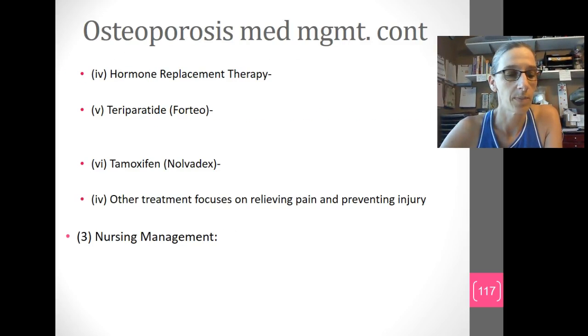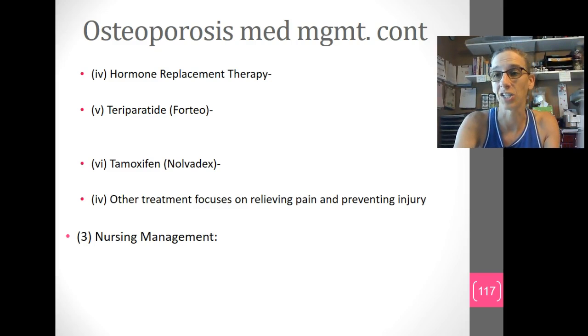We've also got hormone replacement therapy. It's not used as much anymore, actually, related to uterine cancer and heart disease risks with hormone replacement therapy, but it is an option. Then we've got teriparatide, or Forteo, which is given to people at high risk for fractures. It stimulates some bone growth, and it's given once a day by injection.